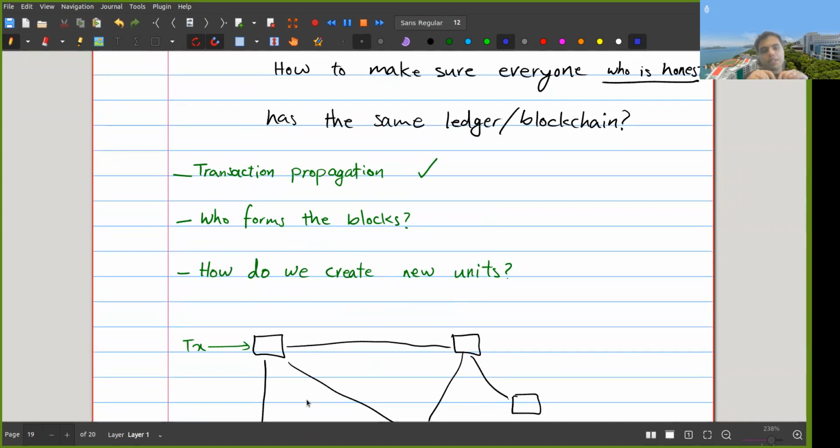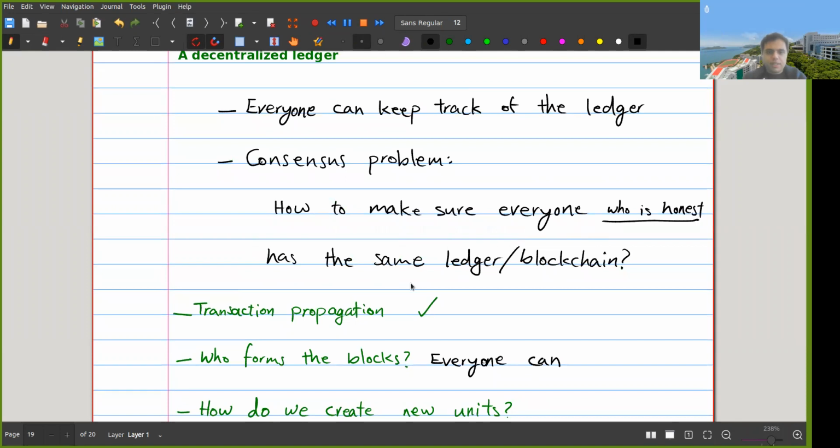So the next question that we have is, who forms the blocks? And again, remember, our idea was that we want to have a perfectly decentralized currency. So we want everyone to be equal to everyone else. So I cannot say that a particular node can create blocks, but another particular node cannot create blocks. So the answer that I can give to who creates blocks should be that everyone can. Okay? So anyone who is on the network should be able to create new blocks. Okay? But then we get to our main problem, which is the consensus problem.